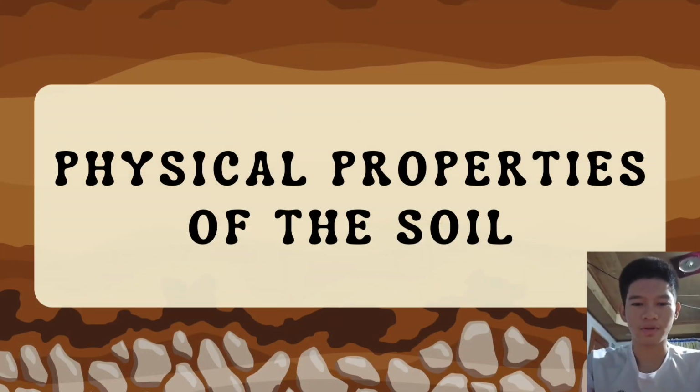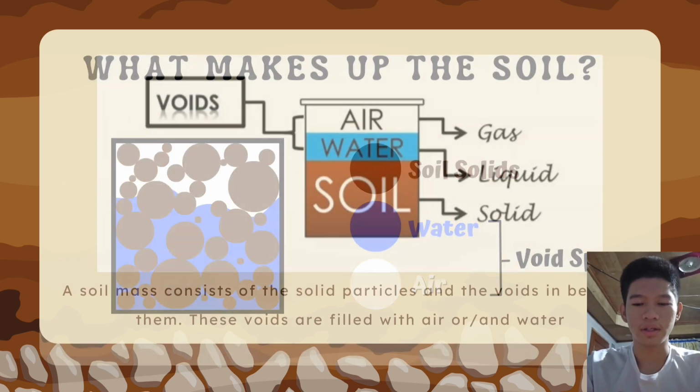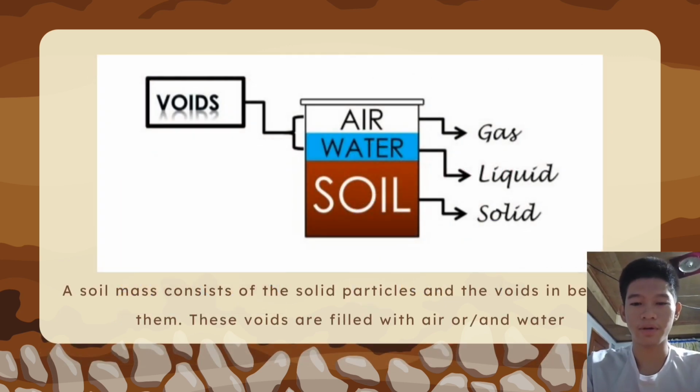Physical properties of soil. A soil must consist of solid particles and the voids in between them. These voids are filled with air and water, so there is a three-phase system. But when the voids are only filled with air or only filled with water, then the soil becomes a two-phase system. The three-phase system can be represented with the diagram as shown below. When the voids are only filled with water, it is said to be saturated.